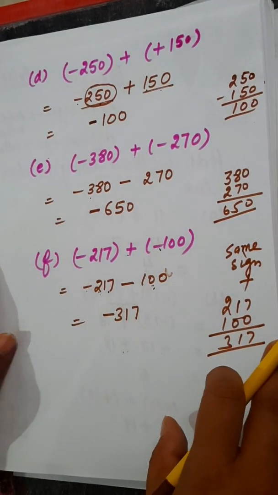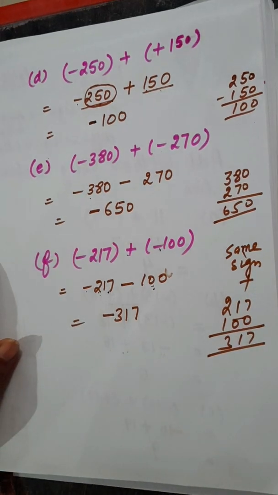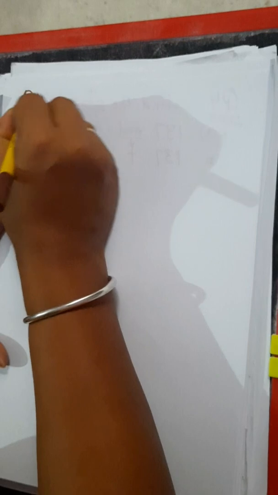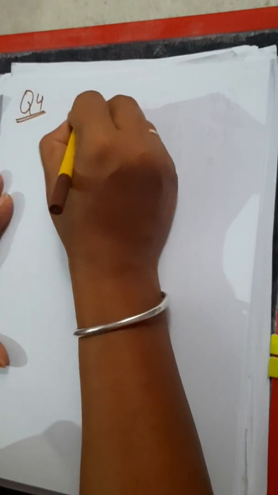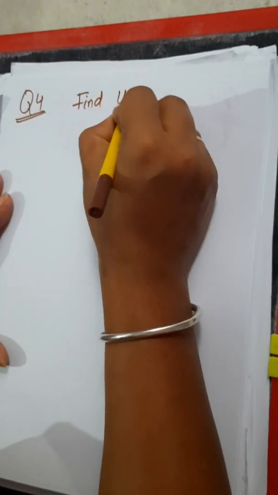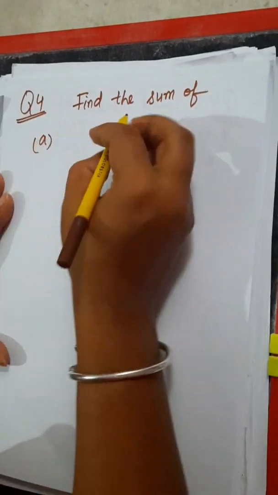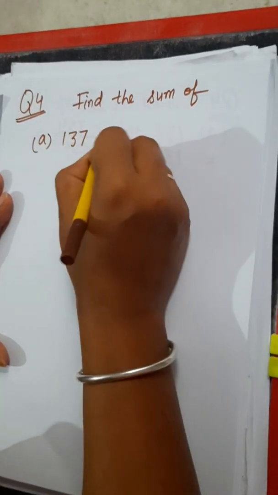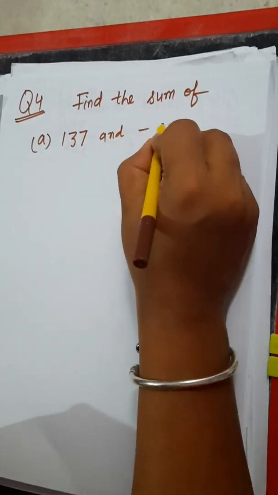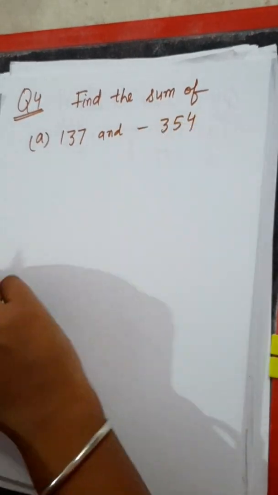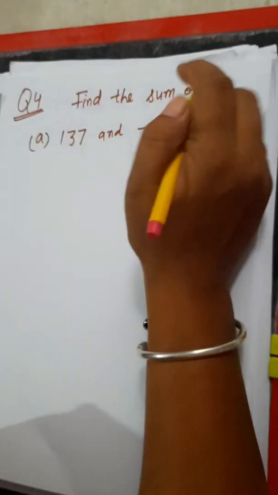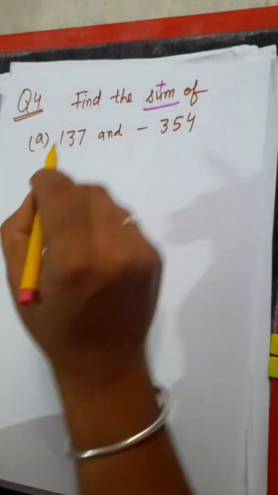So this is all about question number 3. Next we have question number 4. Here question number 4 is find the sum of, here A part is 137 and minus 354. As we have the question find the sum, this sum means plus.